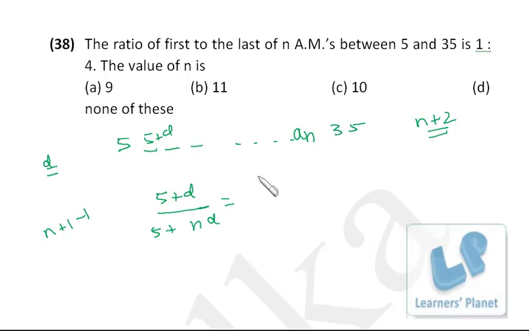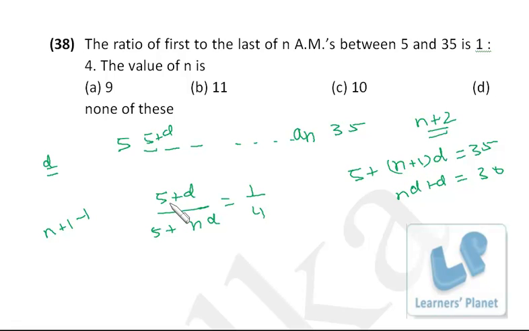And the ratio is given to us as 1/4. And 35 is already given to us as the n plus 2th term. So 5 plus (n plus 2 minus 1), that is (n plus 1) into d, is 35, right? That is already given to us. So nd plus d is 30.